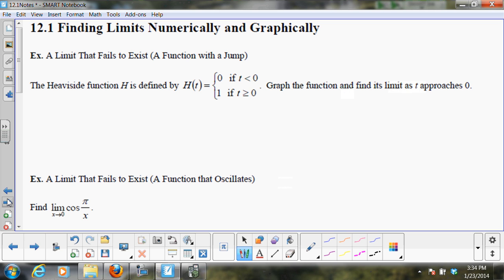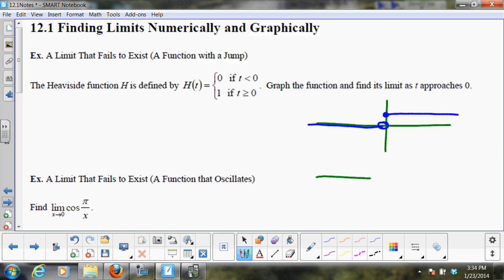All right, a Heaviside function H is defined by this. If I graph this function, here's my little mini graph. It's 0 if t is less than 0, so it is this graph with a hole here. And then 1 if t is greater than or equal to 1. Find its limit as t is approaching 0.